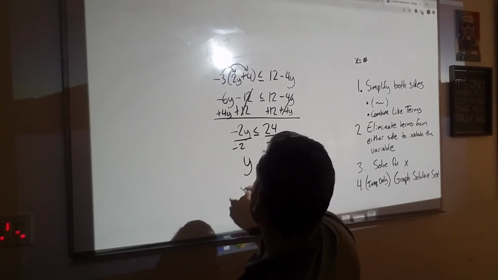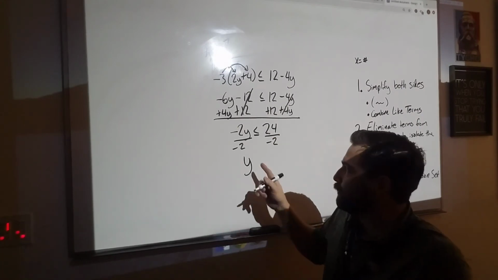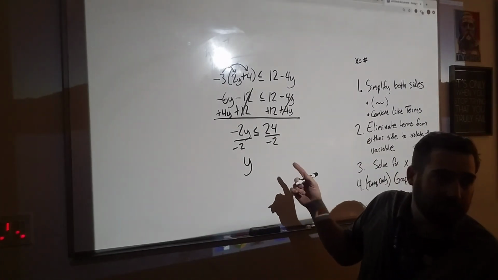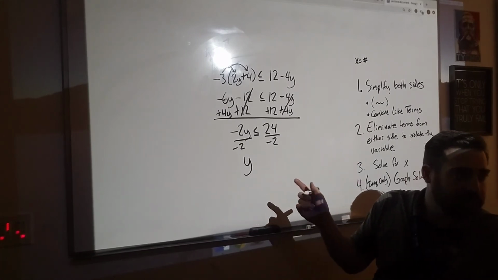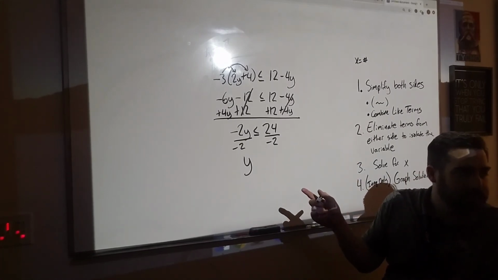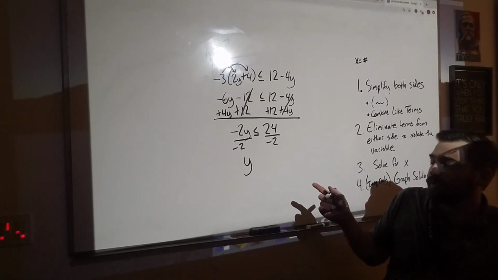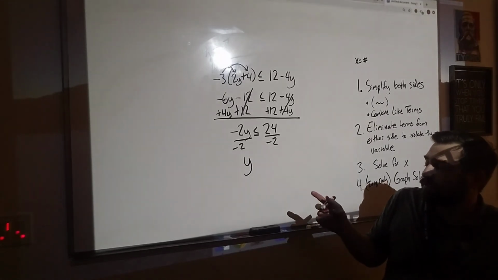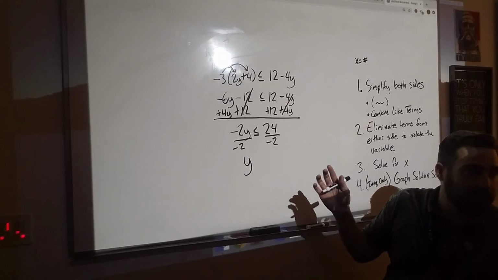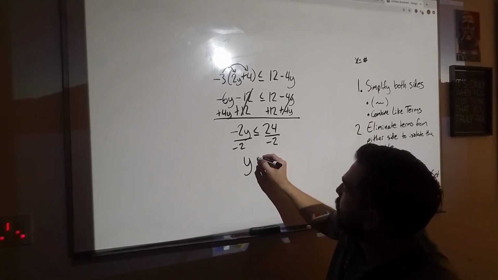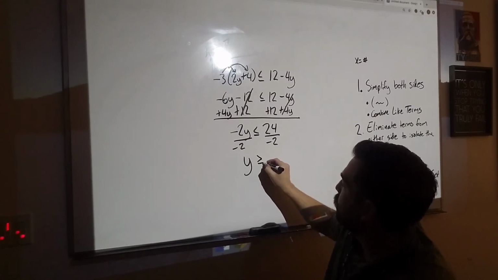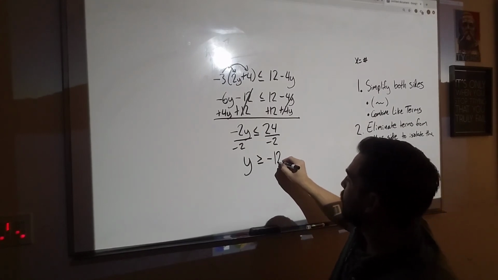So y, and this is where we find the difference between equations and inequalities. With an equation, both sides are exactly the same. There's no directional aspect to an equal sign. But when you're dealing with an inequality, there is. We just divided by a negative, so I need to flip around my inequality sign. So instead of saying that 24, the right side, is bigger, I'm going to say that y is greater than or equal to negative 12.